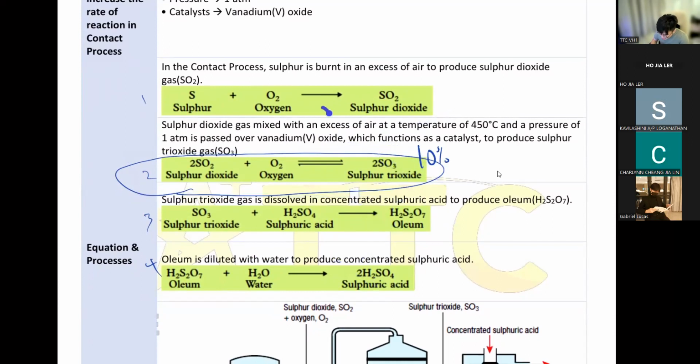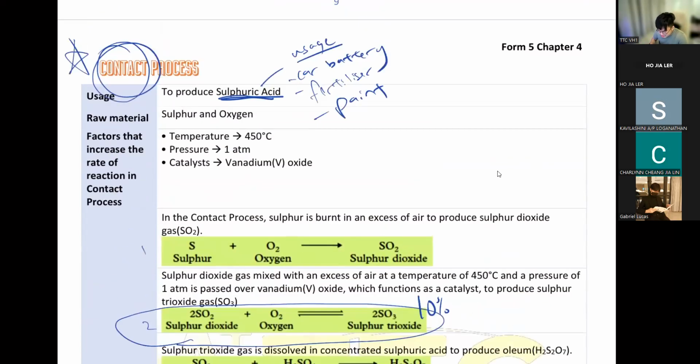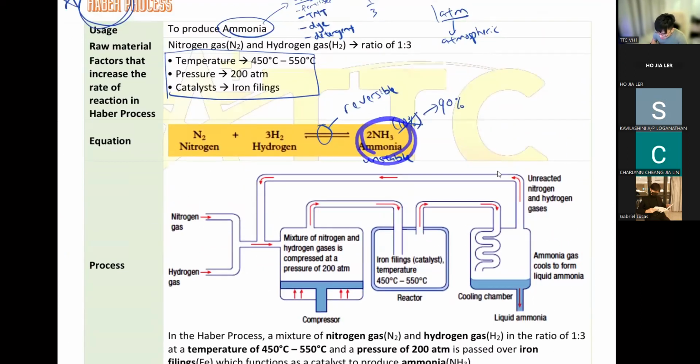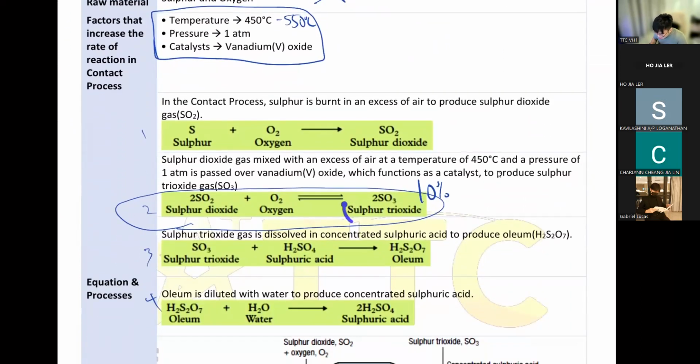So to make sure this goes smoothly, I need to make as much step 2 product as possible. So what do? Again, 3 conditions. And to make your job easier, the temperature is the same. Just now, how do you make sure you get more ammonia? 450 to 550 Celsius. Same thing. How do you make sure you get more sulfur trioxide? 450 to 550.